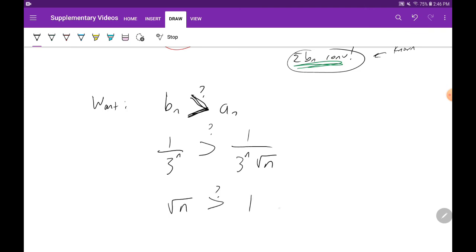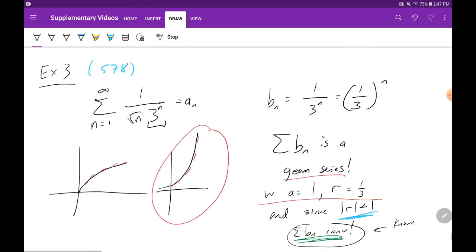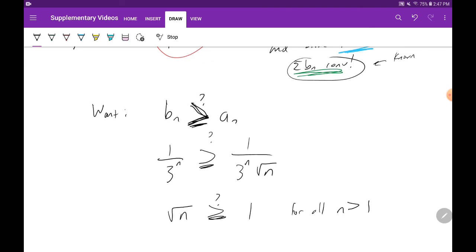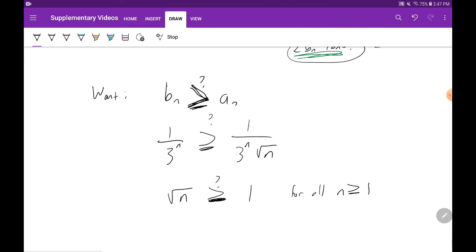for all n greater than or equal to 1? Well, it's not true for 1, but it is true for everything above 1. I'm sorry, not greater than or equal. Greater than 1 is fine. Yeah, I guess equal can be fine too, because if you have something that converges and it equals, then of course it's also going to converge. So that's fine too. So is this true for all things greater than 1? Yeah, because root n is going to be greater than 1 for everything bigger than 1.